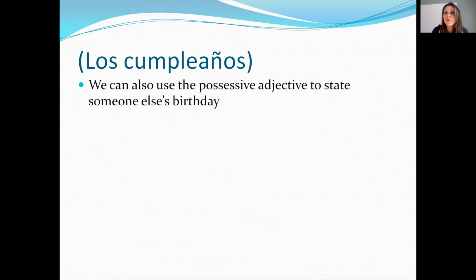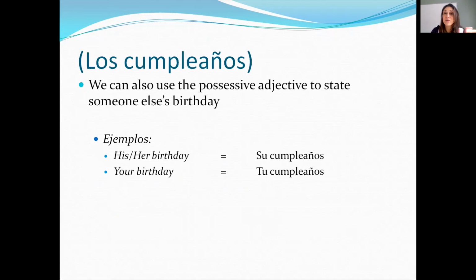And we can also use possessive adjectives to state someone else's birthday. So here's some examples. His or her birthday would be su. Notice that. His or her, look on your table, that would be su. It's singular, so it would be su cumpleaños, because it's just one birthday. Your birthday is tu cumpleaños.